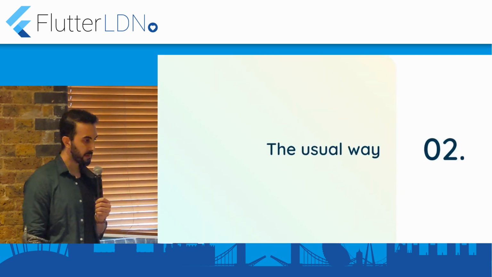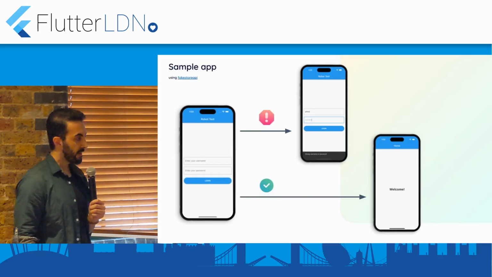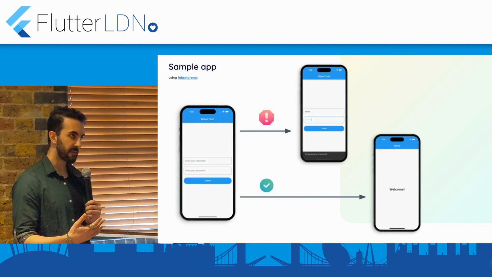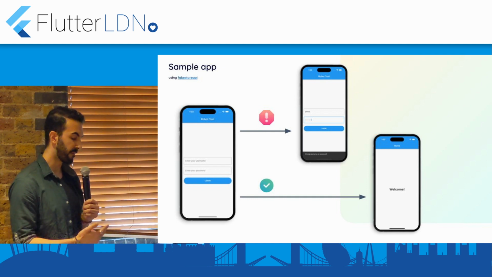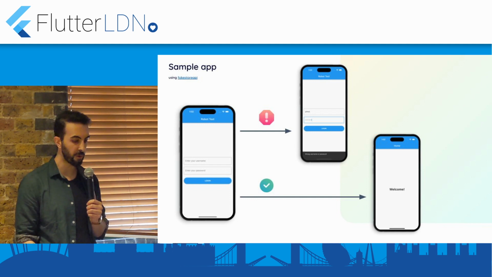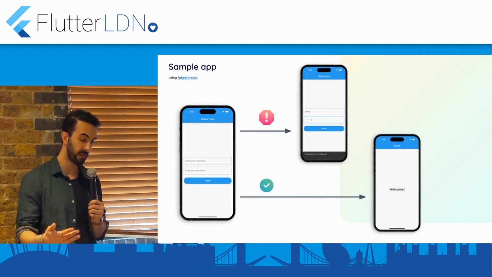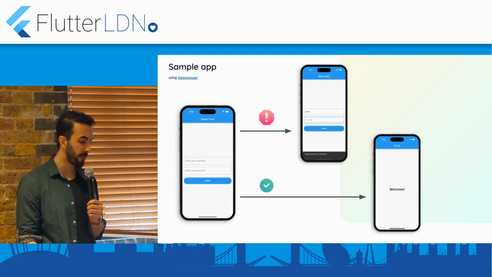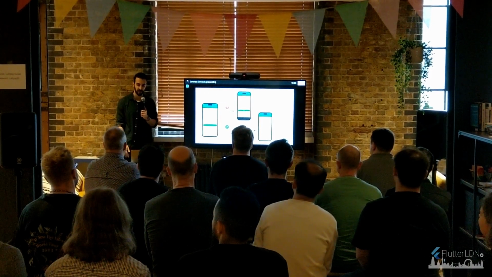Now let's see the usual way of running an integration test. First we start with a sample app. This is just a very simple app with a login screen, and we will be analyzing two different scenarios. The first one, when the user enters the right credentials, is able to see a welcome message. The second one, when the user enters the wrong credentials, we show them an error message saying that there is either the wrong username or password.